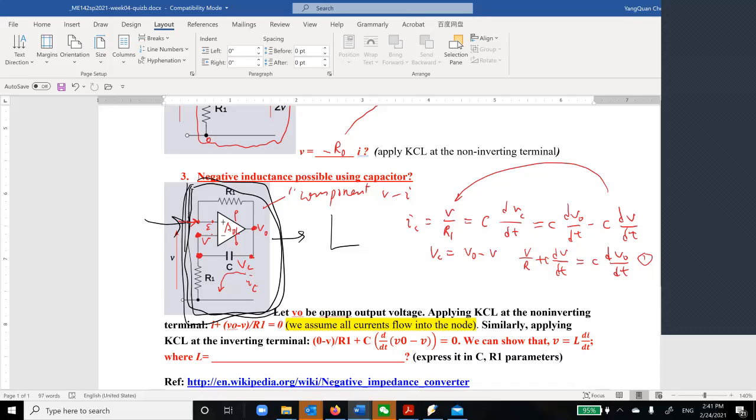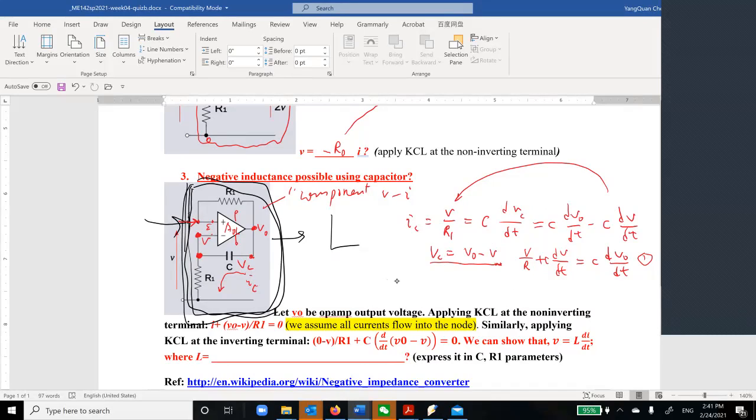So let's walk this one through again. IC is V divided by R1, which is C dVC/dt, while VC is V0 minus V. Put it here, and I have everything here. So this is equation 1.